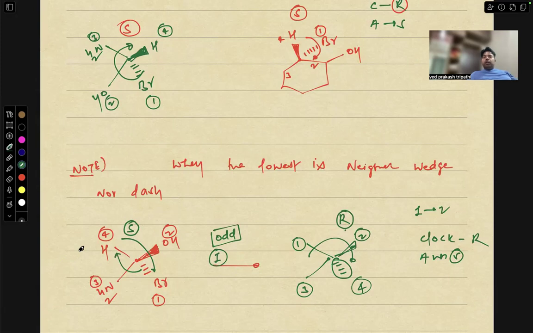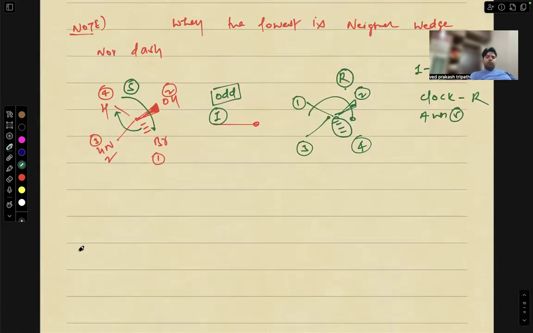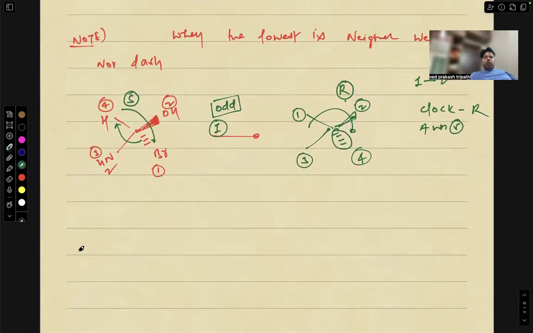So this is the way you can figure out the R and S when the lowest is neither wedge nor dash. Make sense? So sometimes it's important, so we can do the exchange over here.